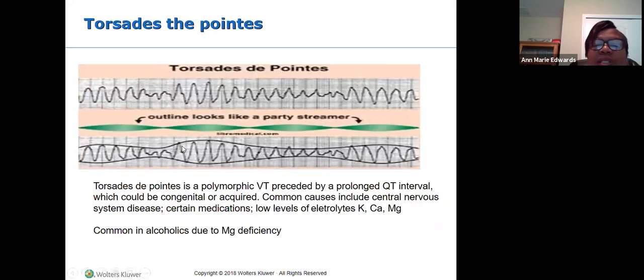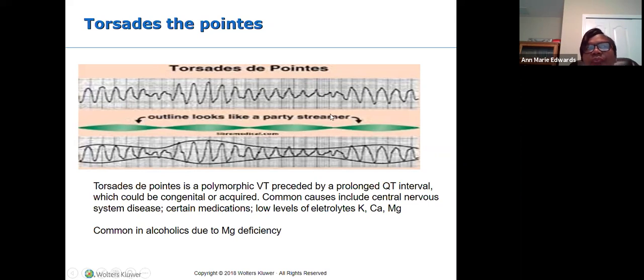Another rhythm, which is a lethal rhythm, is your torsades de pointes. So this can be a lethal rhythm. It is a polymorphic VTAC preceded by a prolonged QT interval, which could be congenital or it could be acquired. Now, look at the pattern of this rhythm. Okay, you look at these shorter ones, these higher ones, these shorter ones, these higher ones. So they describe this rhythm as the outline looks like a party streamer.